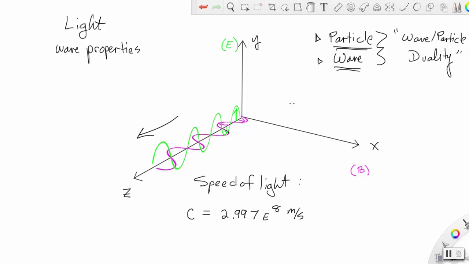In the next video, our objective is to study waves in general and understand what a wavelength is, what a frequency is, and how those play into our mathematics.